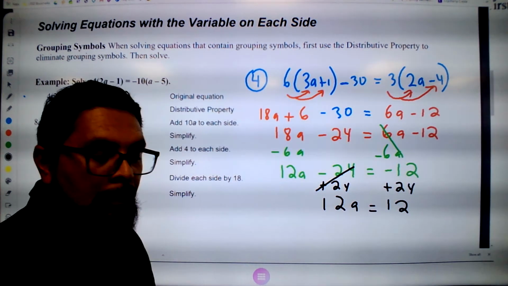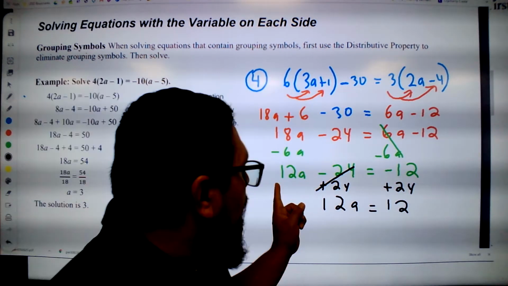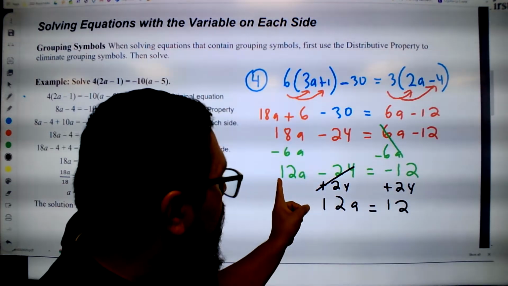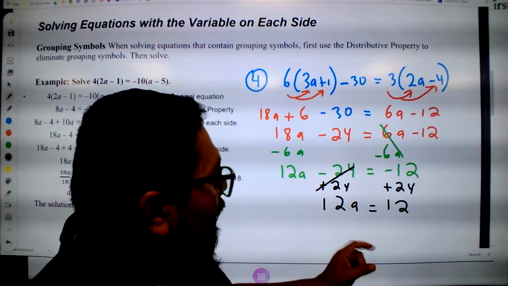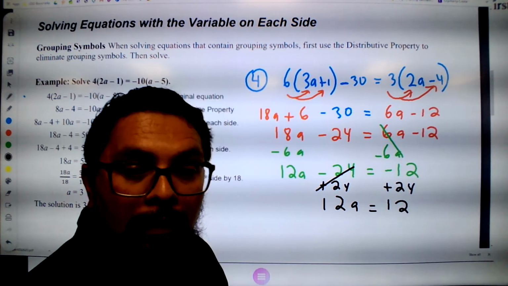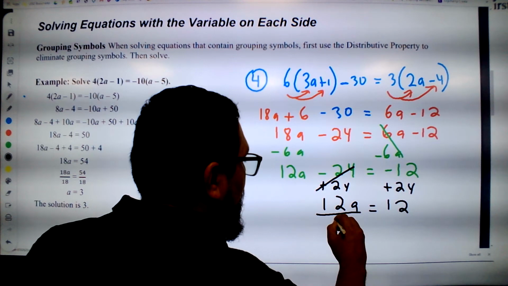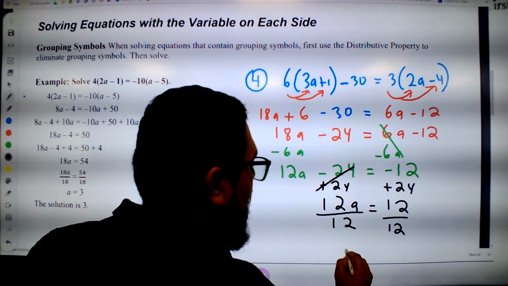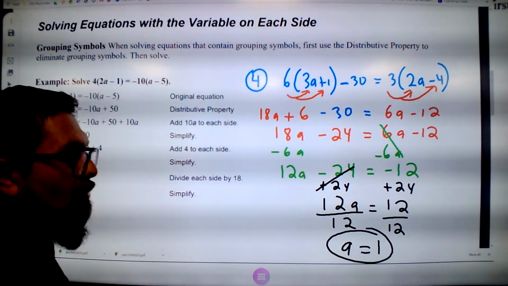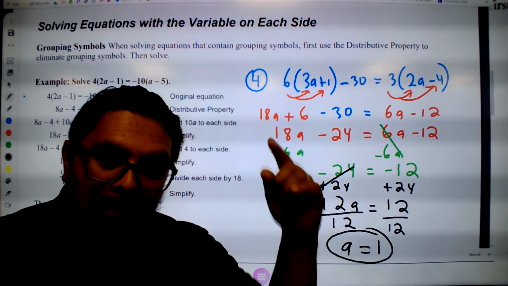All right. So now add 24 to both sides. You get 0, so you're stuck with 12a. And then here, negative 12 plus 24, your answer is 12. So let's keep going. Divide by 12. Divide by 12. A equals 1. We did all that work to get 1.